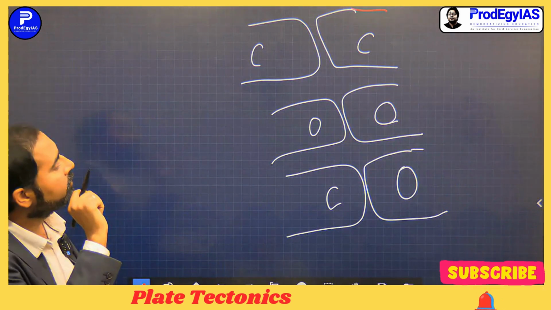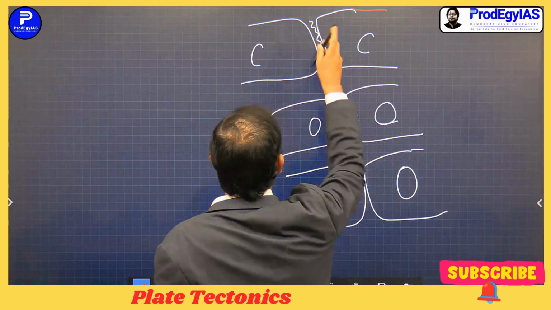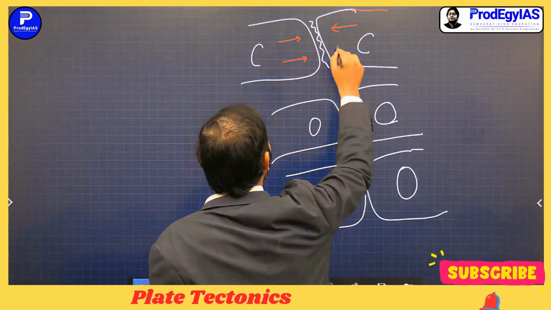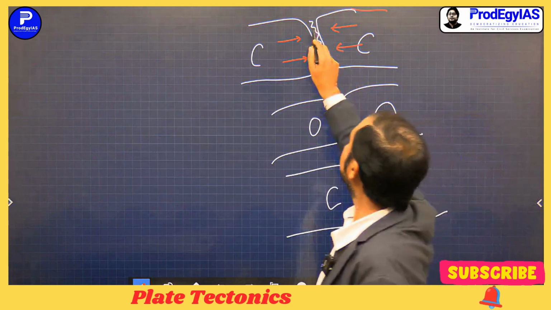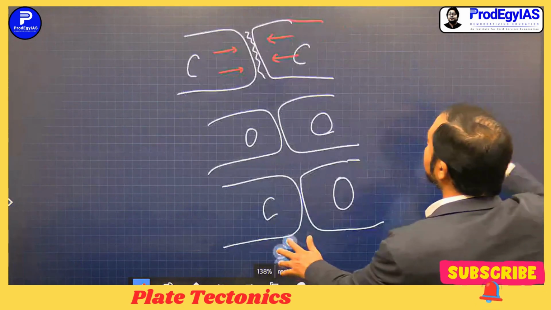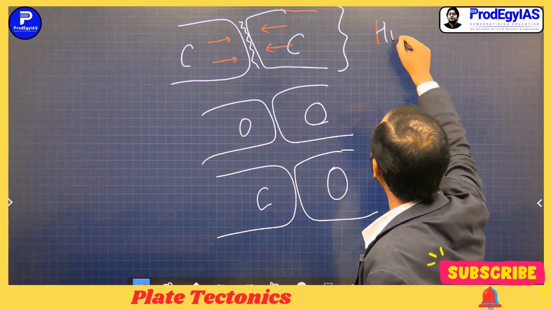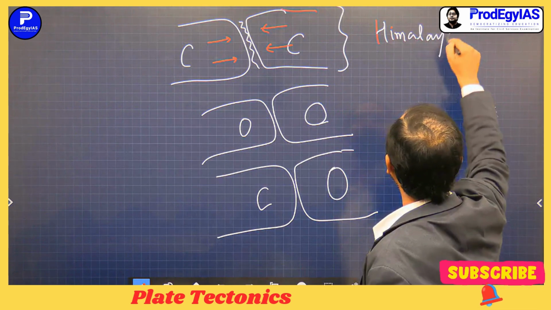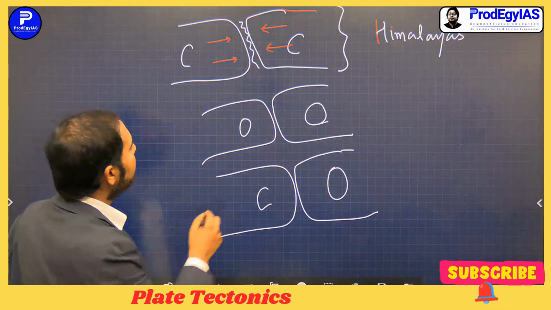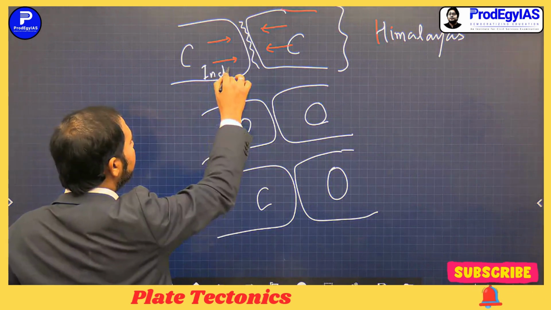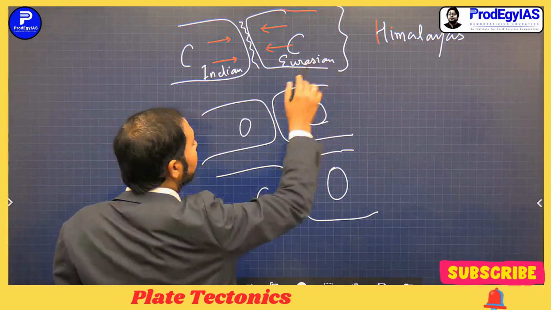Continental-continental convergence, like these two plates are coming towards each other. What is the example of this type of convergence? This type of convergence is happening alongside the Himalayas. Yes. Like this is the Indian plate and this is the Eurasian plate. They are colliding with each other.